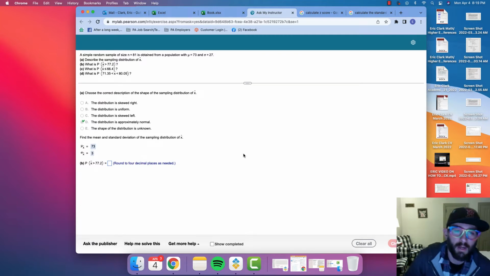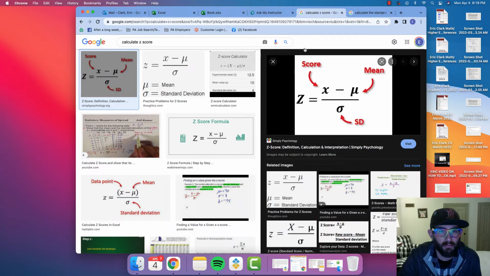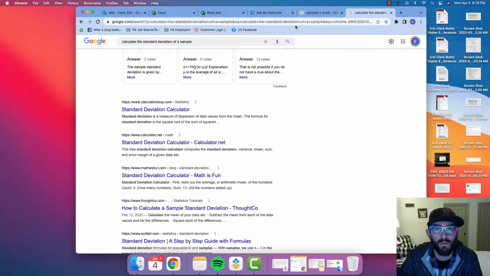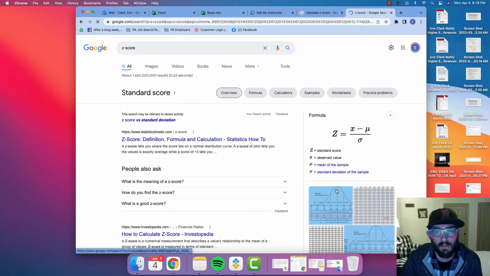This is where we really need to dig into the whole notion of z-scores. Z-scores represent the cumulative probability of the sample or the population that you're working with. In these situations, we're looking for the probability, in this case, that your X bar is greater than 77.2. So if we think about it, let's see if I can get a visual here, z-score.